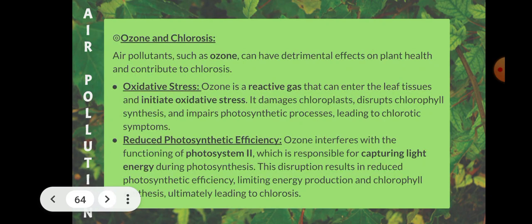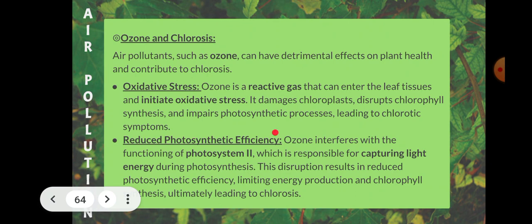The next one is air pollution. First, I will be talking about pollutants like ozone. Ozone, which can be an air pollutant, can have detrimental effect on plant health and can contribute to chlorosis. The first one being oxidative stress. Ozone is a reactive gas, and when it enters the leaf tissues, it can initiate oxidative stress. It can damage the chloroplast, disrupt chlorophyll synthesis, and impair photosynthetic processes because it is very reactive. Thus, it leads to chlorotic symptoms.